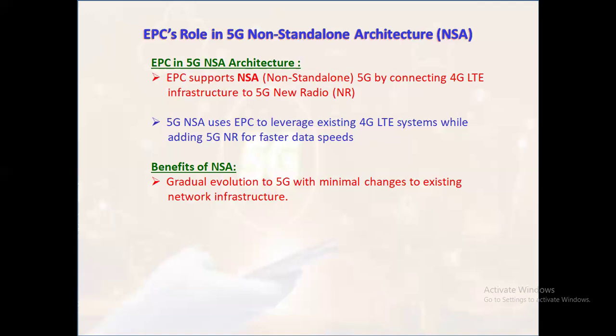The EPC continues to handle key functions such as mobility management and data routing, while the 5G NR provides the faster data transmission rates associated with 5G. This hybrid approach allows for a smoother and faster implementation of 5G services while still relying on 4G components.